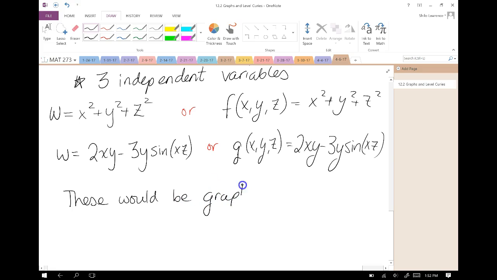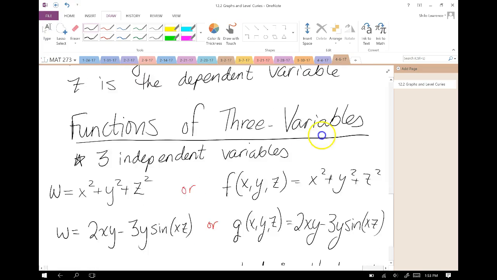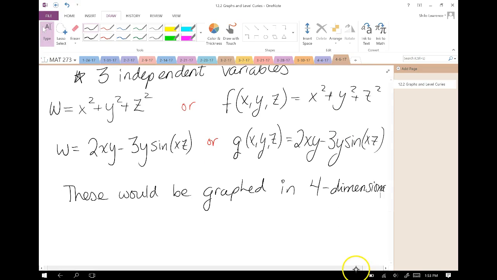So these would be graphed in four-dimensional space, and we can debate for hours on what exactly that is, but we're not going to. Would it be a three-dimensional enclosure? But we're not going to. Would it just be like another line? Yeah, a Z-axis. But where's that line?